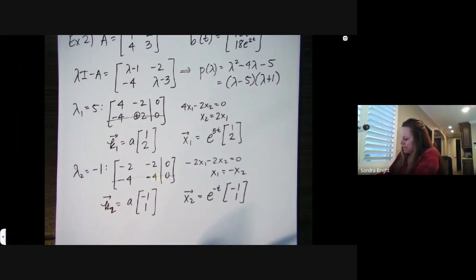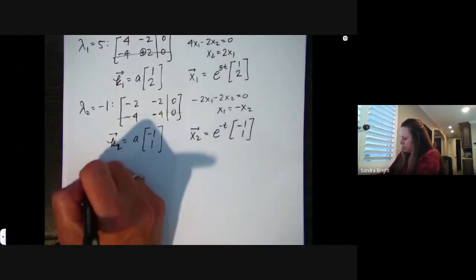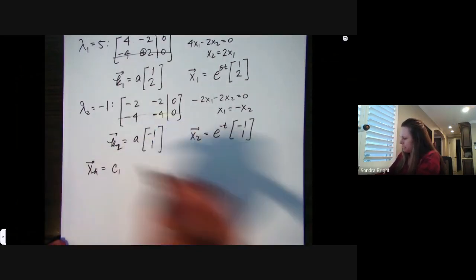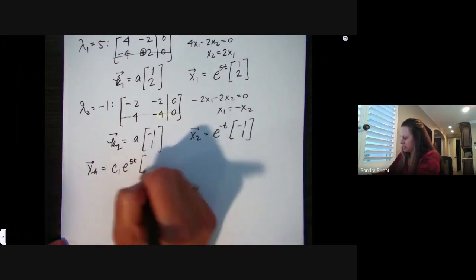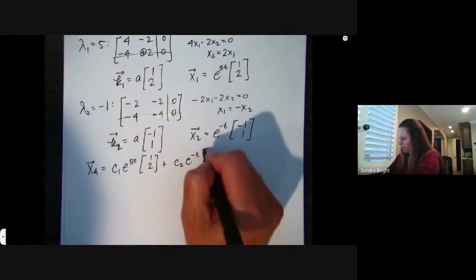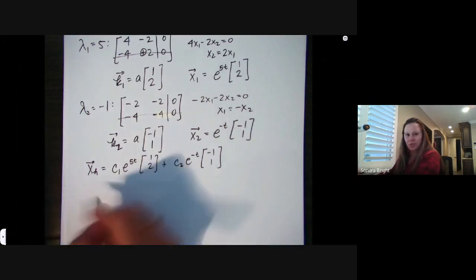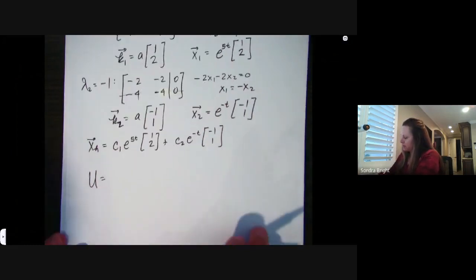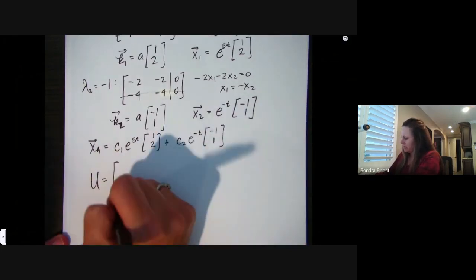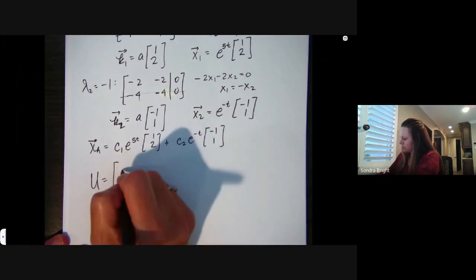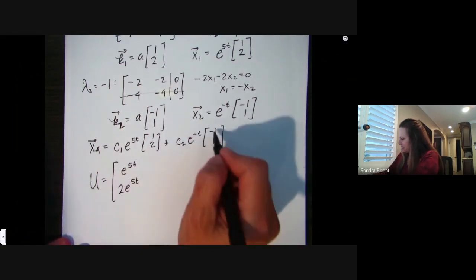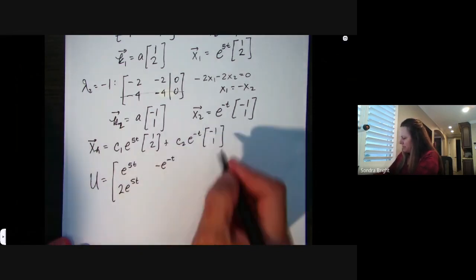Okay, so that means my homogeneous solution is the linear combination of these two guys. So some constant times e to the 5t times (1, 2), plus some other constant times e to the negative t times (negative 1, 1). So now my big capital U is made up of column vectors of the U1 and U2. So don't forget to distribute the e. So that's a 1 times e to the 5t, 2 times e to the 5t, first column. Second column will be negative 1 times e to the negative t, and then 1 times e to the negative t.